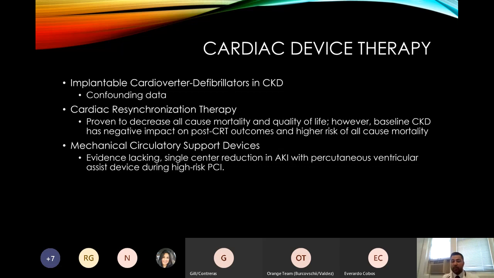There is a single center reduction in AKI with percutaneous ventricular assist device used during high-risk PCI. So reduced survival has been consistently described with primary prevention ICDs in CKD, as well as higher complication rates, which include higher rate of infection, greater bleeding, central venous stenosis, tricuspid regurgitation. CKD may actually have a higher defibrillation threshold than the general population.